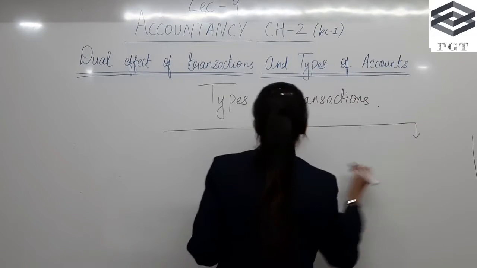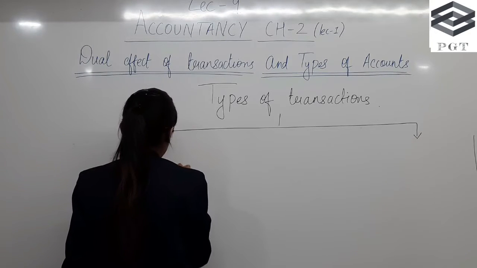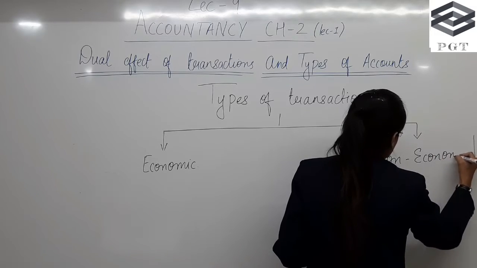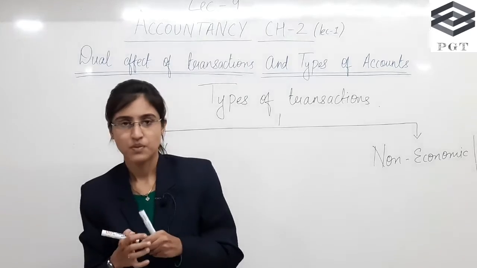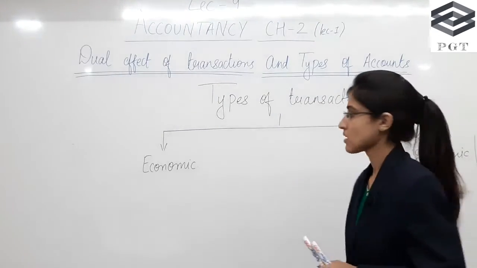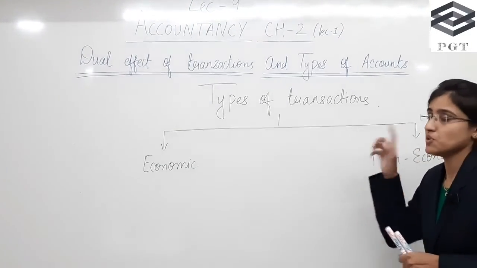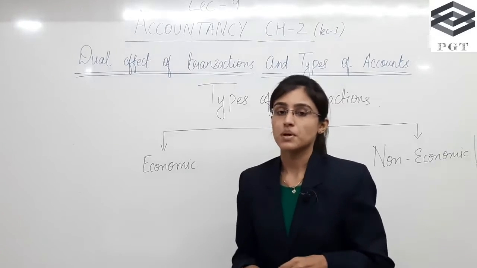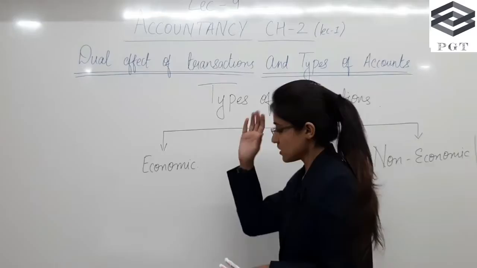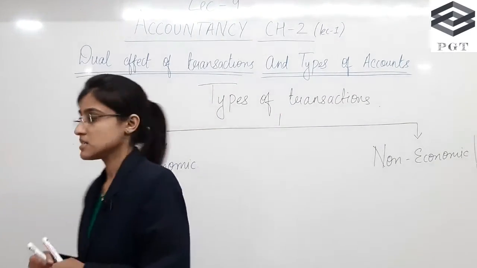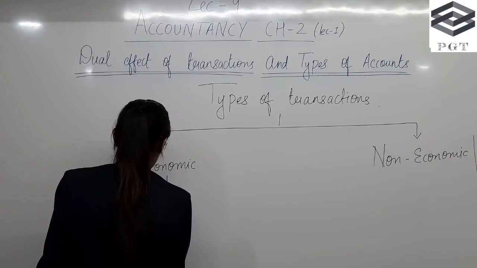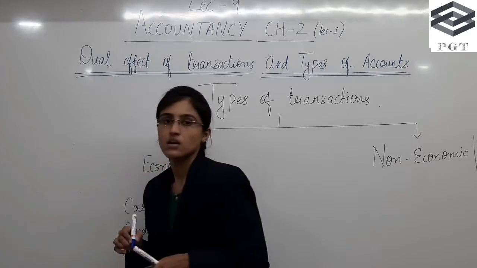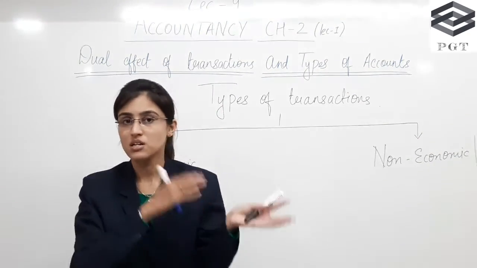There are mainly two types: economic transactions and non-economic transactions. The one measurable in terms of money, and the one which cannot be measured in terms of money. You will record only the one which can be measured in terms of money, which is economic transaction. Further, economic transaction is classified as cash transaction, credit transaction, and other transactions. It can also be classified as internal and external transactions.